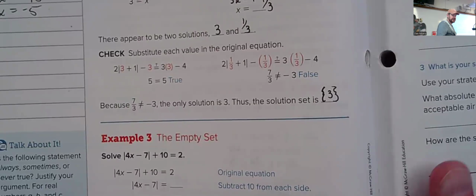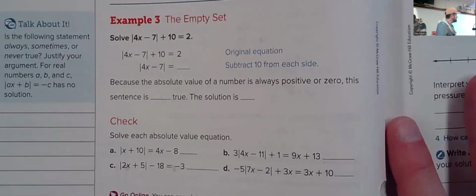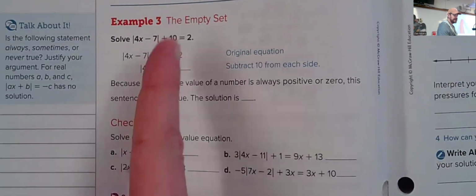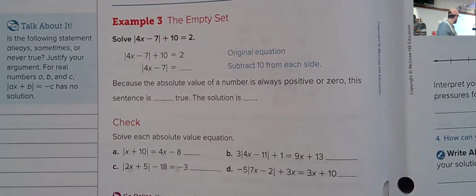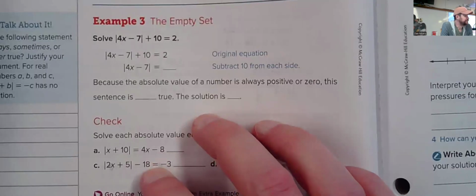Okay, next one, the empty set. It means there's no solution. So these ones, I think, will be a little bit more obvious. If you get the absolute value isolated, you end up having to subtract 10 from both sides. What's 2 minus 10? 2 minus 10? Negative 8.